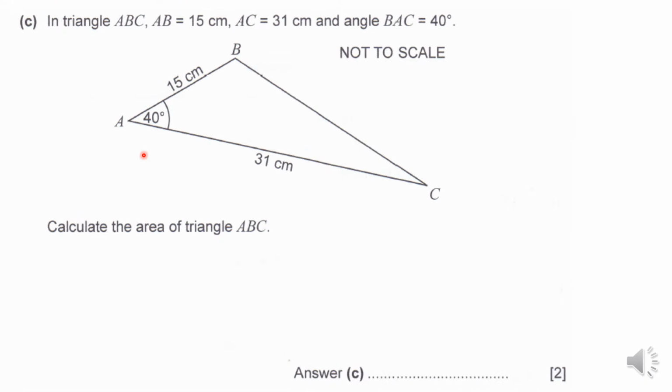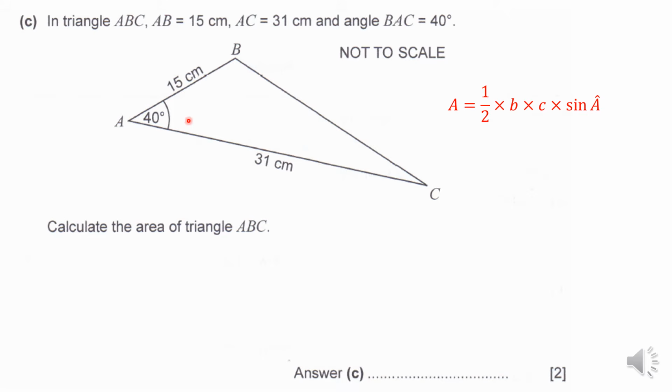Part C, also trigonometry. Now here you are supposed to find the area of this triangle. This is not a right angle triangle. Don't make any assumption. This is also not drawn to scale, so no measuring. So you need to use the area formula to calculate the area of a non-90 degree triangle.